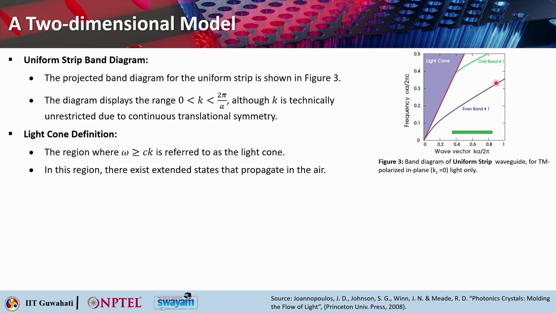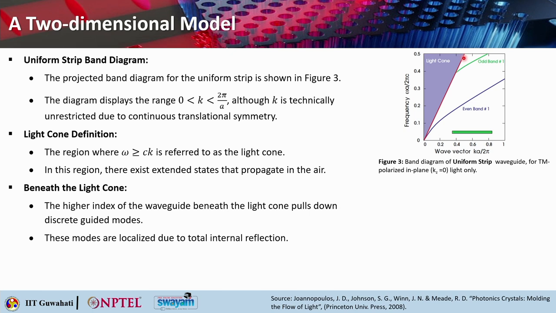Now, what are these two lines? These are discrete guided bands that are labeled as even band and odd band, and there is a band numbering that you can see. Even and odd are decided based on the y equals 0 mirror symmetry plane. If you take a horizontal plane that bisects this strip, that is the y equals 0 plane, and depending on whether the field profile is symmetrical across this mirror plane, the odd and even modes are decided. That is what happens beneath the light cone.